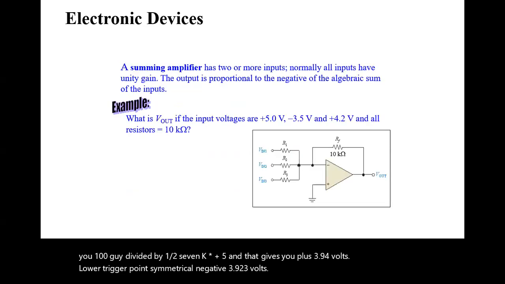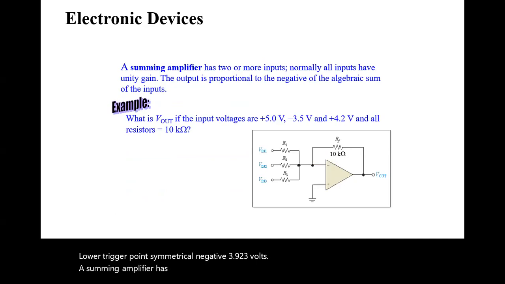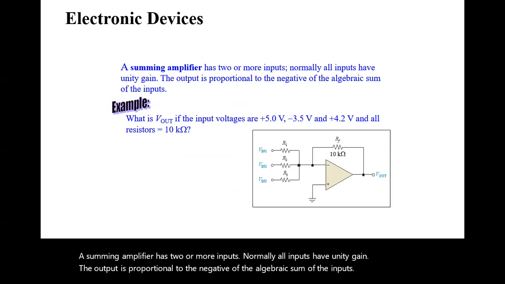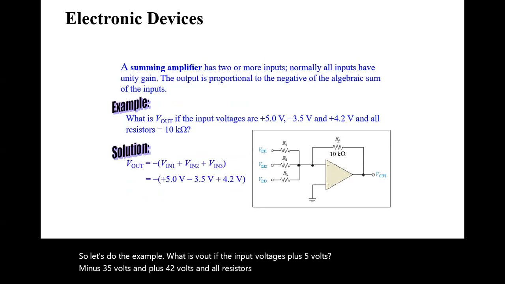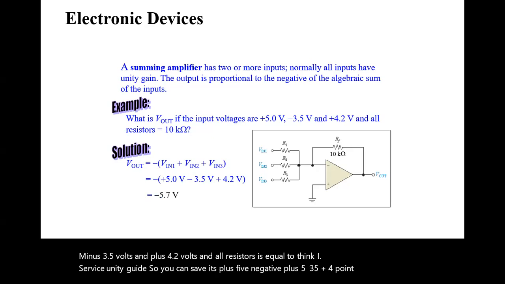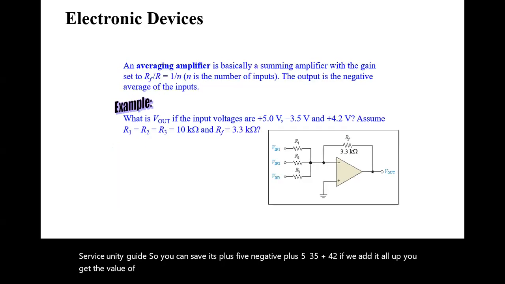A summing amplifier has 2 or more inputs. Normally, all inputs have unity gain. The output is proportional to the negative of the algebraic sum of the inputs. So let's do the example. What is V out if the input voltages are plus 5 volts, minus 3.5 volts, and plus 4.2 volts, and all resistances are equal to 10K? It's unity gain, so you can say it's negative of plus 5, minus 3.5, plus 4.2. If you add it all up, you get a value of negative 5.7 volts.